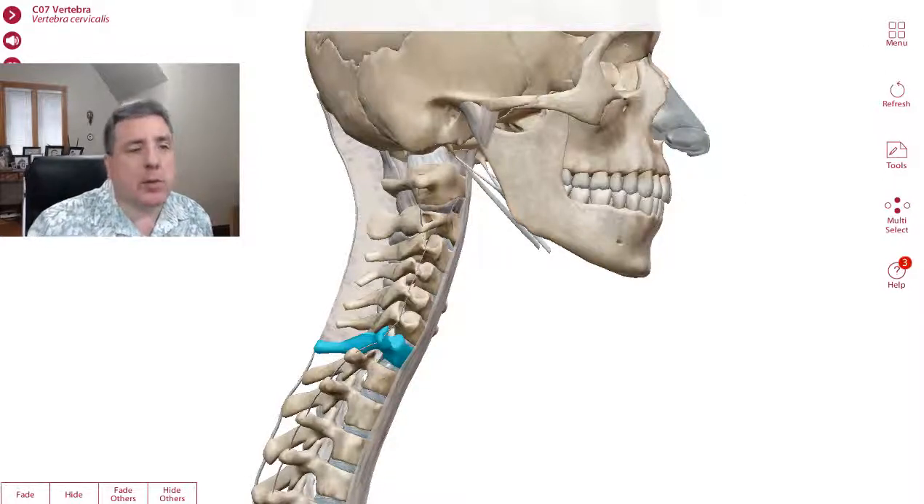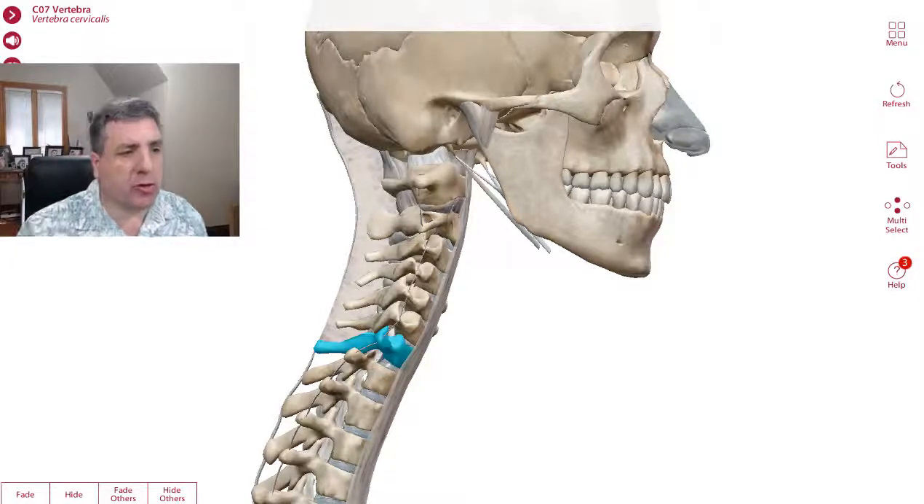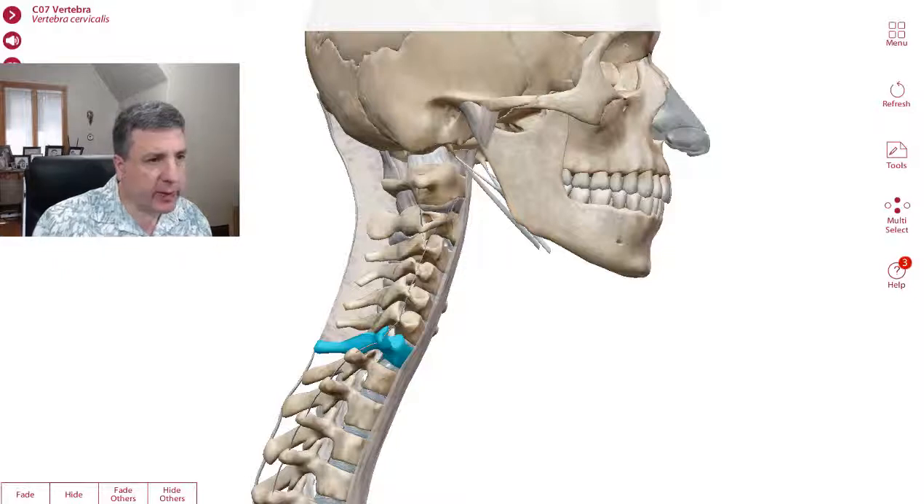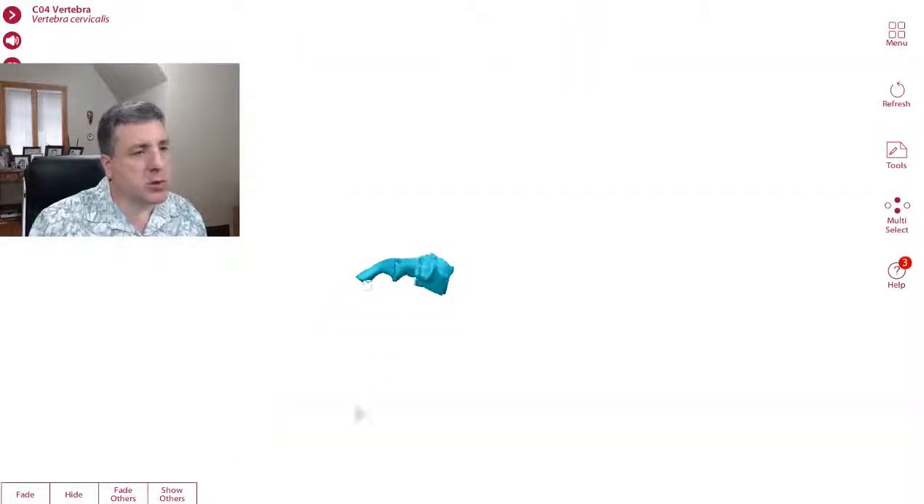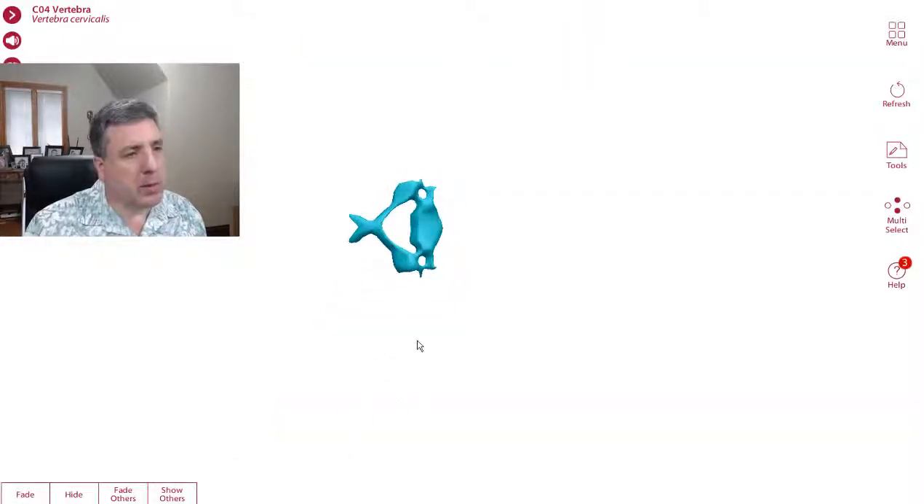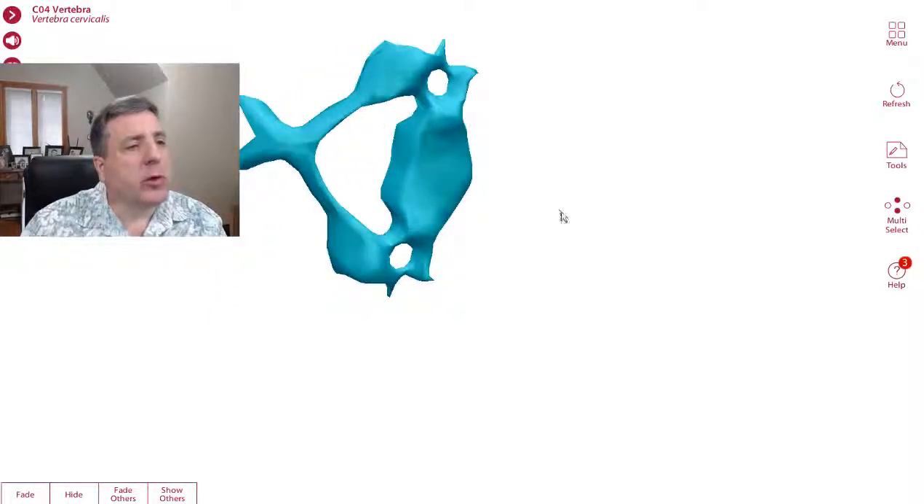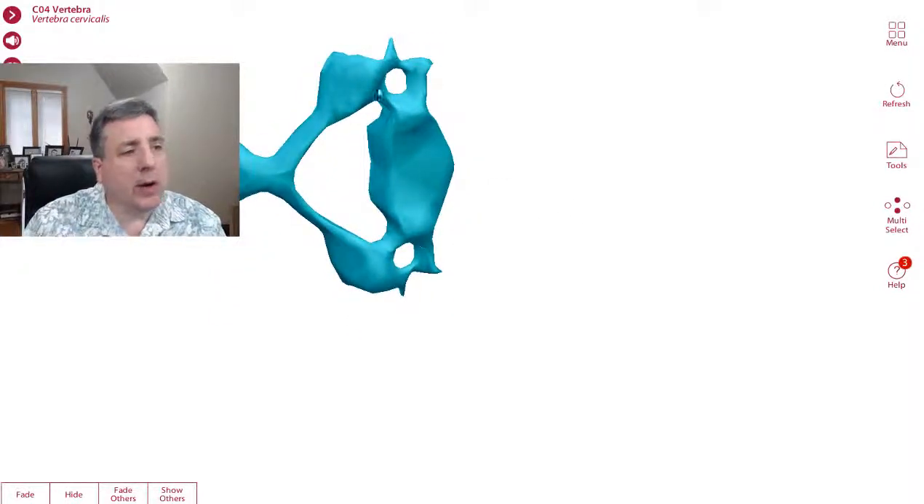And let me pause this video because I want to bring up and identify the specific structures of the cervical vertebra. Well, let me see if I can do this. So let's look at, here is C4. Let me hide others. Now we can do it this way. But I don't have to pause, okay? So this is C4, and as you can see, the structures are very similar to that of the thoracic spine. Here we have the body.